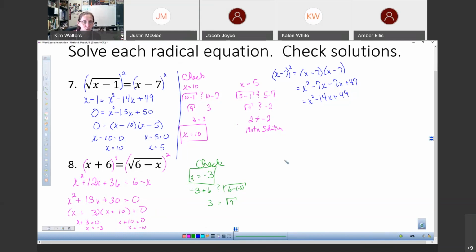And so now I'm going to check x is equal to -10 because that's my second solution. When I plug in -10, I have -10 plus 6. I have the square root of 6 minus -10. On this side, I'm going to end up with the square root of 16. But on the left-hand side, I get -4. And -4 is not equal to +4. Okay? So -10 is not a solution. Okay. So my only solution is -3.